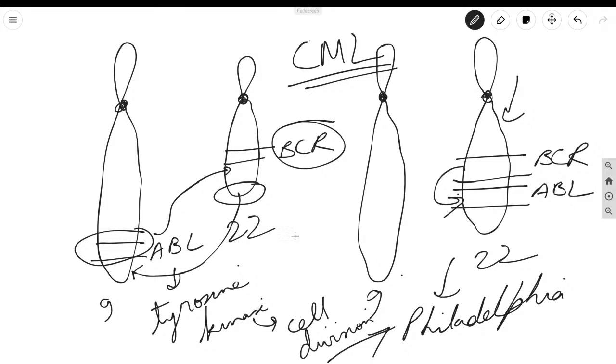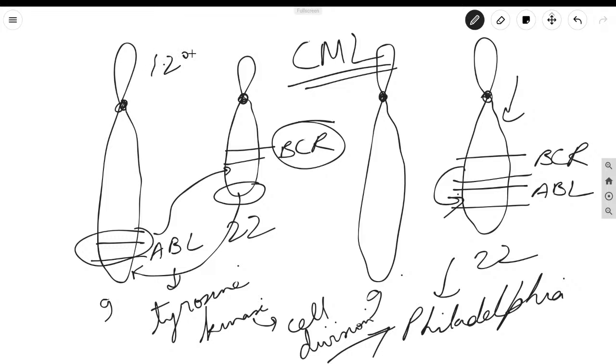So it is a reciprocal translocation. Why? This portion got cut from here and got ligated here, but some part of this also got excised from here and got ligated here. But this didn't cause much change because this was heterochromatin, a non-genic region, but the other was a genic region.